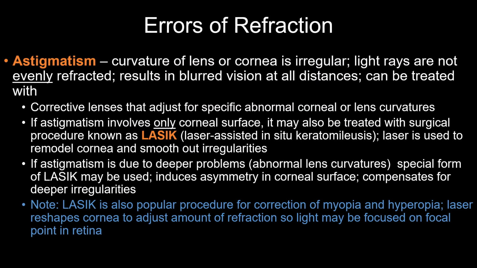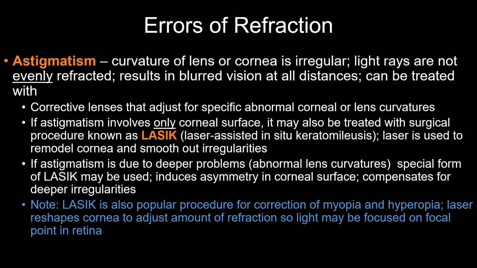And then you get into my group, the astigmatism group. Now, the astigmatism is going to occur when the curvature of the lens or the cornea is actually irregular, and so light rays aren't evenly refracted. This is going to result in blurred vision at all distances, and it's treated with corrective lenses that adjust for that person's specific abnormal corneal or lens curvatures.